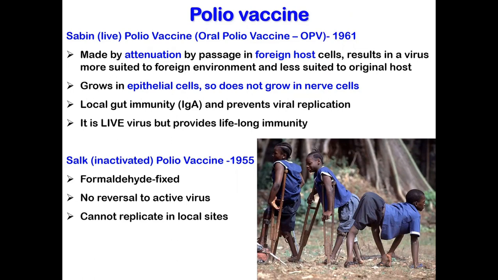So in this slide, we're going to talk a little bit about the polio vaccines. There are two vaccines, and they're quite important. First of all, just a little bit of background about polio. Polio is a serious viral infection, and it used to be common in the UK and throughout the world, but it's rare these days because of the vaccination.